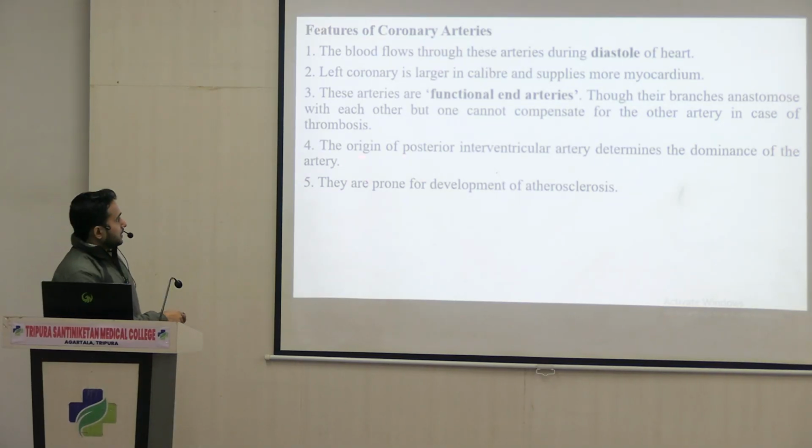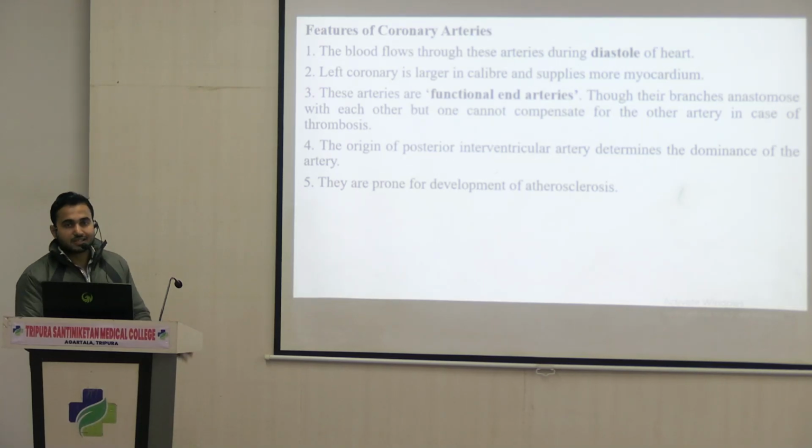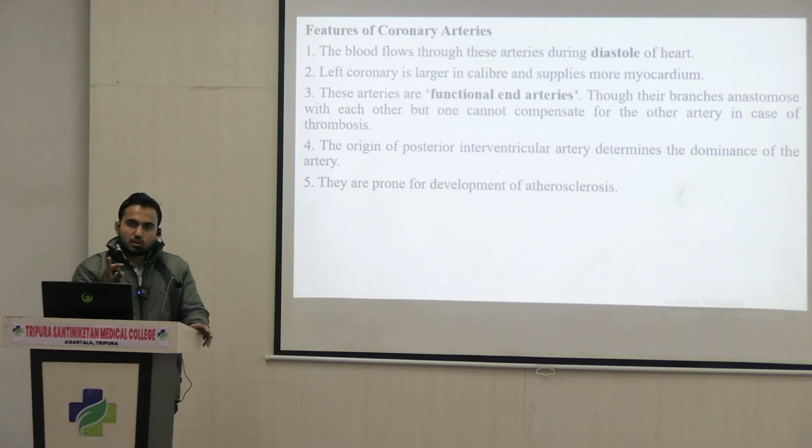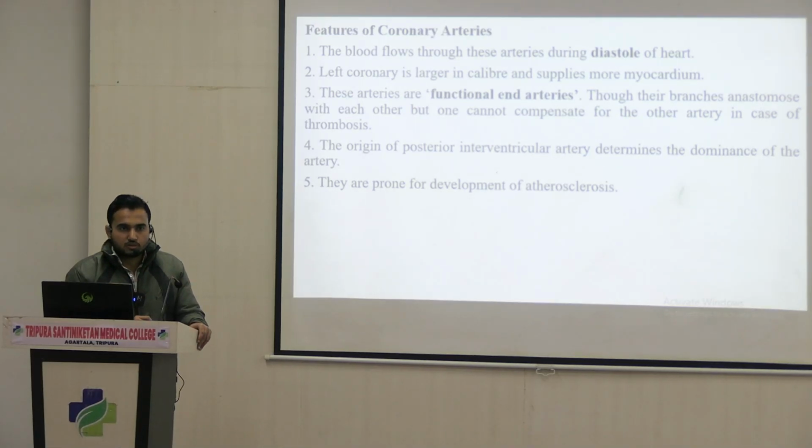Next, the origin of the posterior interventricular artery, a very important branch, which decides the dominance of the artery. In your heart, or in any individual, there are two coronary arteries, and among them one is the dominant one. Now how will we find out which is dominant, either right dominant or left dominant? In some cases co-dominant is also there. But in the majority of cases right dominant is present.